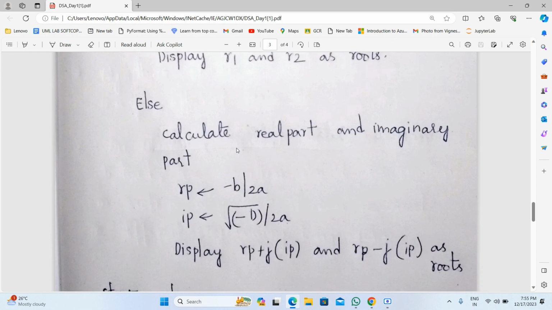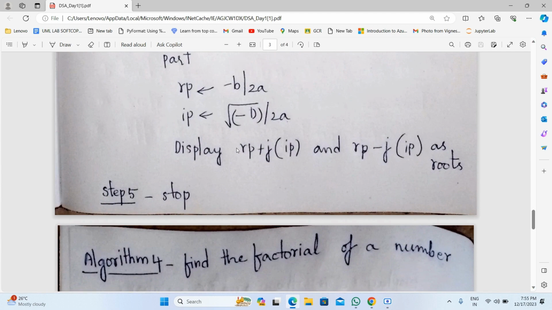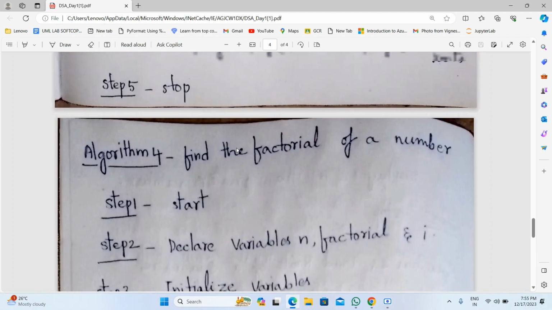Else means if D less than 0 we will have the imaginary roots. For that, we should calculate the real part as well as the imaginary part. The real part will be -b / 2a and the imaginary part will be root of (-discriminant) / 2a. Then we will display real part + j × imaginary part and real part - j × imaginary part as roots and we stop.